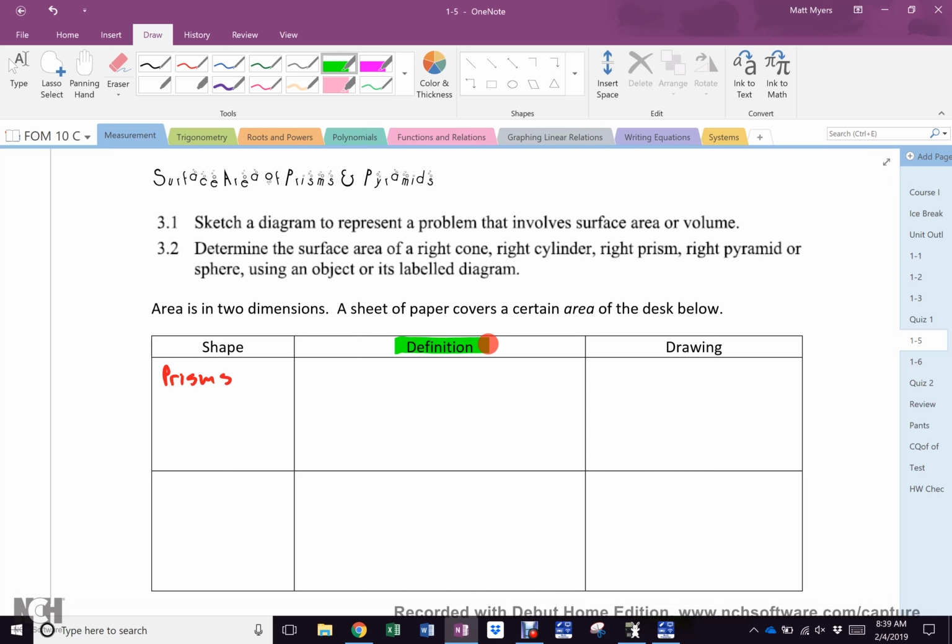Can any of you do that? You all know what a prism looks like. Can you define it? And don't feel bad if you cannot. 20 years I've been teaching this course. Almost never do I get a definition of a prism. I get 27 examples of what prisms are.